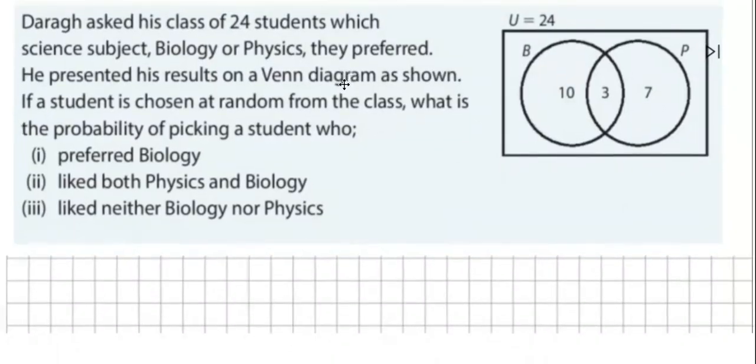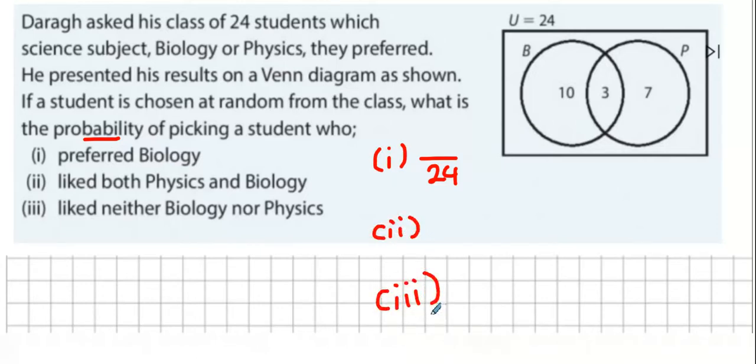Now, lads, it says probability. So this is out of 24 people. Each question is out of 24 people. Okay. How many people preferred biology? Yes. 10 out of 24, which is otherwise known as 5 out of 12. How many people liked physics and biology? 3 out of 24, which is 1 over 8.